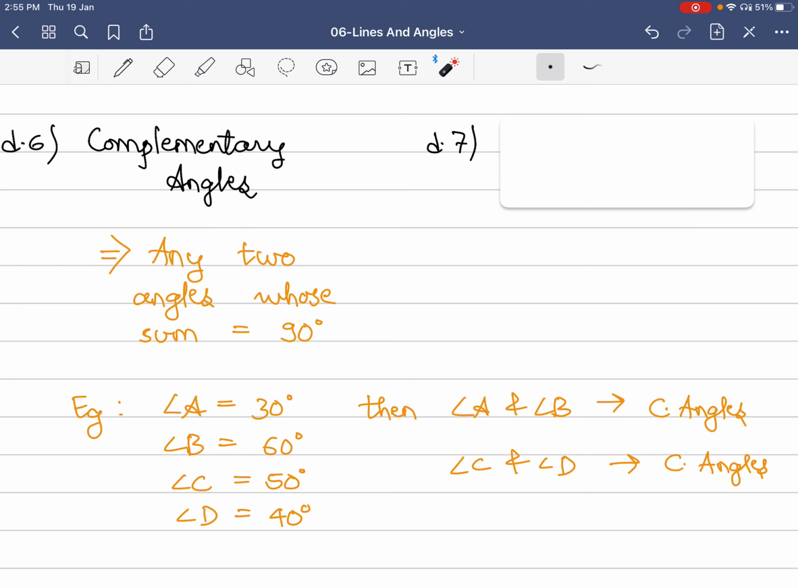Or B and D summation is 100 degree, they are also not complementary angles. So that's a quick example of complementary angle.